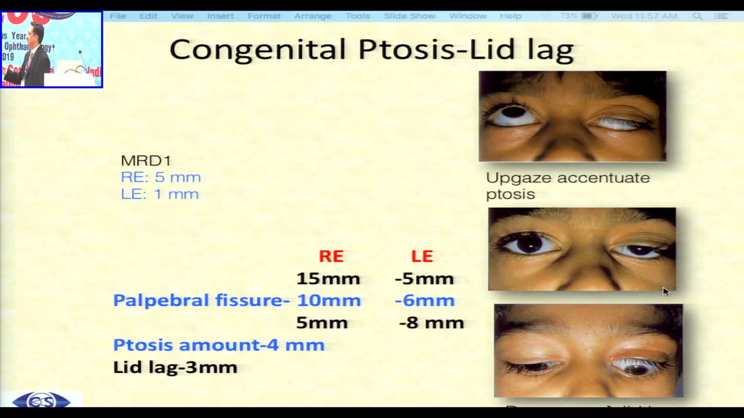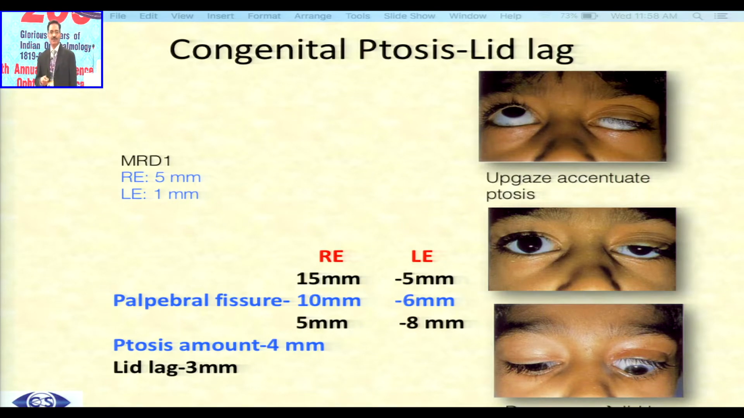Now, these are the photographs of the patient, primary gaze, up gaze and down gaze. We will have to measure palpebral fissure in all three gazes. In down gaze, you can see this palpebral fissure is much more than the normal. So, in this eye the levator is not able to relax properly, neither is it able to contract properly. So, this is a classical feature of congenital ptosis, and you have lid lag here. In this particular patient, 3 mm of lid lag is there.